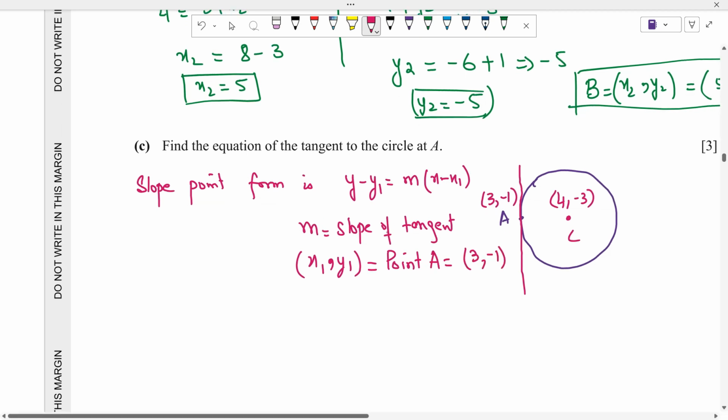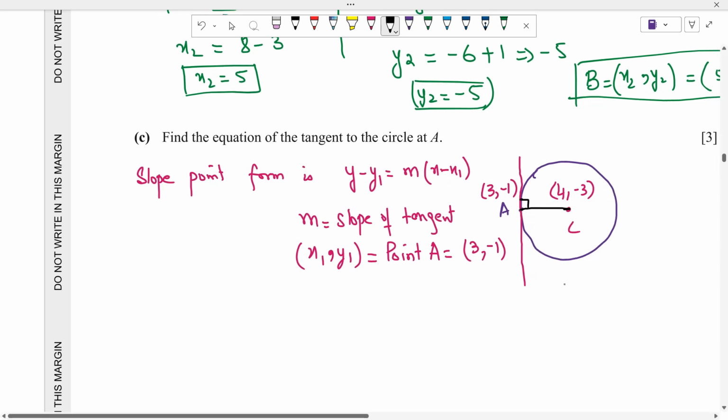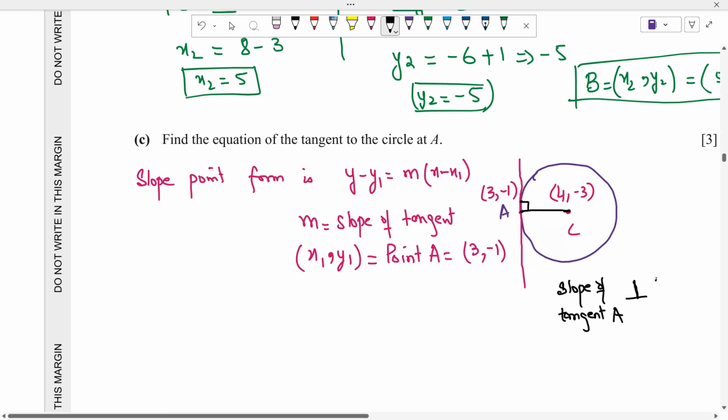So we need to find the slope of the tangent. The first concept you should know is that the slope of the tangent will be perpendicular to the slope of AC. So we can say that the slope of the tangent at A is perpendicular to the slope of AC. So if we can find the slope of AC, we can find the slope of the tangent at A.